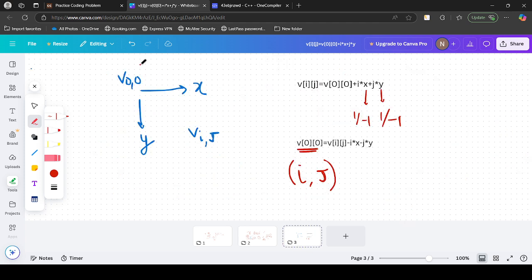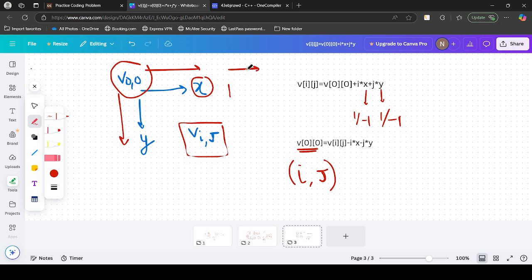And now let's assume that the initial value at (0, 0) is v(0, 0). And now let's assume a point v(i, j), which is i rows and j columns from (0, 0). So let's take the difference in the horizontal axis as x. This can be 1 or minus 1.